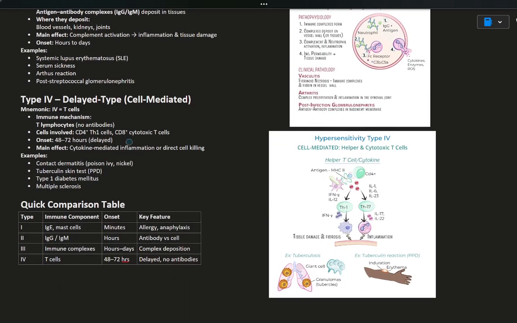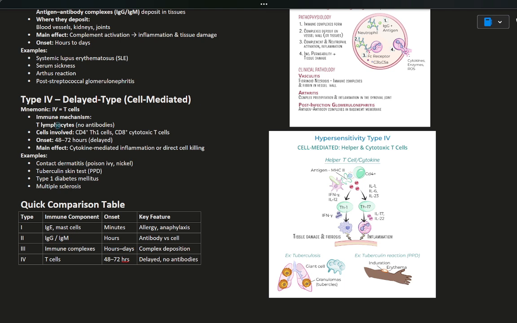Okay, and last but not least, we have the type 4 hypersensitivity reaction. This is also known as delayed type hypersensitivity reaction. So, one mnemonic you could potentially use is that type 4 equals T cells. So think about the CD4 T cells as the number 4. You can think about the Roman numeral number 4. Do you remember that type 4 involves T cells?